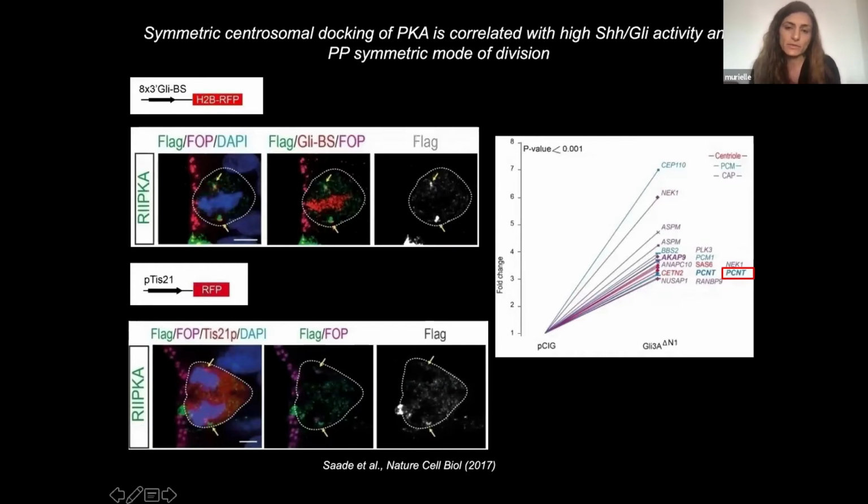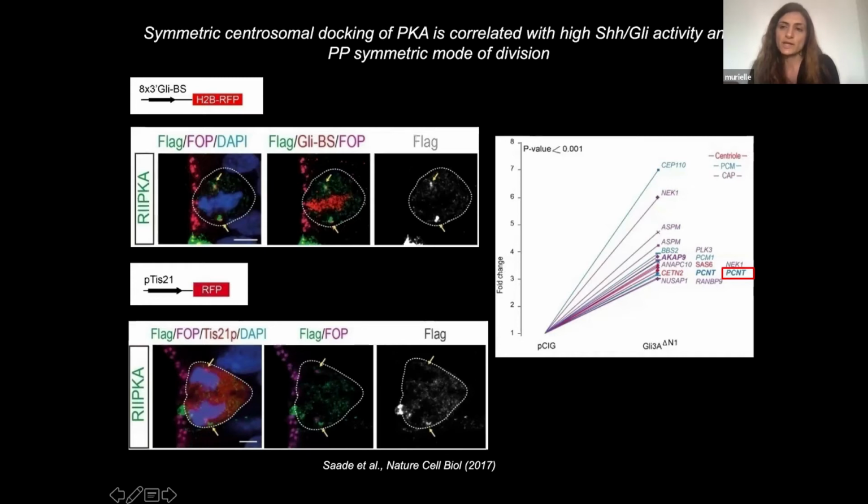So what we found is that protein kinase A is localized symmetrically when neural precursor cells present a high sonic hedgehog activity and undergo the proliferative PP mode of division. However, the recruitment of the protein kinase to the spindle pole is asymmetric when the cell does not show any hedgehog activity and the division is neurogenic.